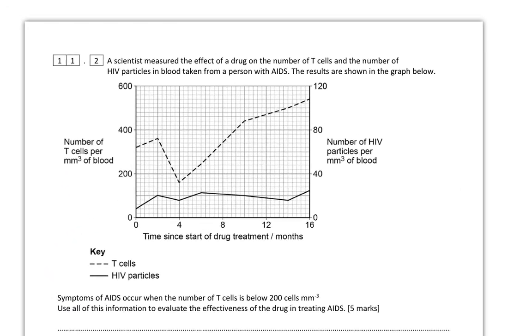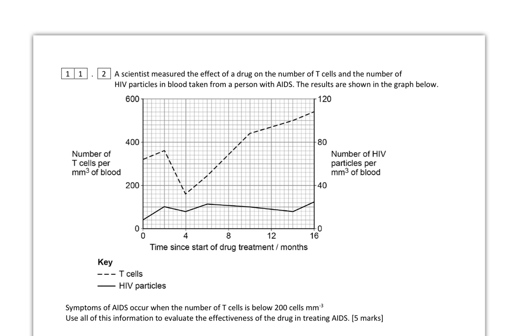Then over here, the scientists measured the effect of a drug on the number of T cells and the number of HIV particles in blood taken from a person with AIDS. The results are shown in the graph. This is where again I get my highlighter pen out, and I'm going to go over the line. So this is T cells. This line here is showing T cells. So that's this axis here. So these numbers here are on my green side. And then I've got my HIV particles here, which are going up and down, and that's on this axis here. Yeah, so that's that one, and that's the green one.